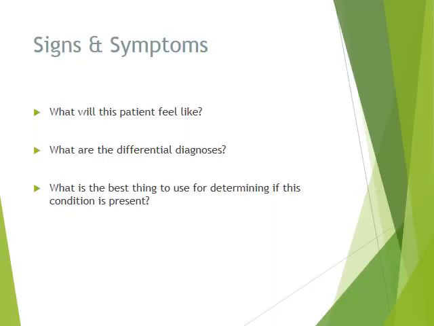Think about having a bruise on your heart. You may have some palpitations, you may have an irregular heartbeat. Think about your differential diagnoses for this. And then the best thing to do for determining this is a good history. And then you also want to do serial EKGs on this one.